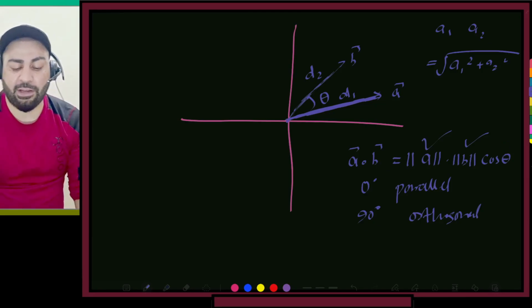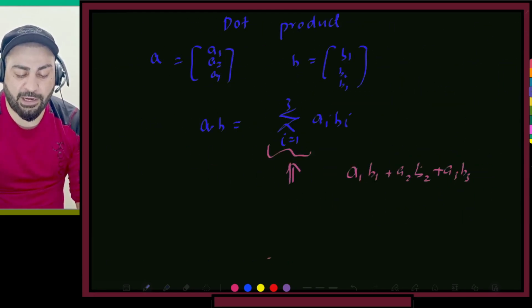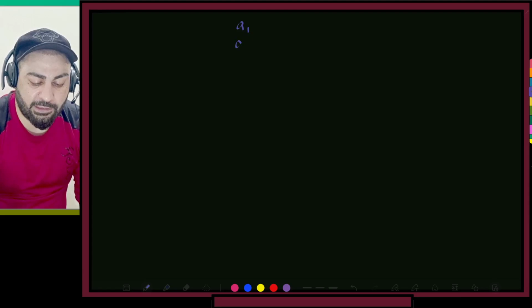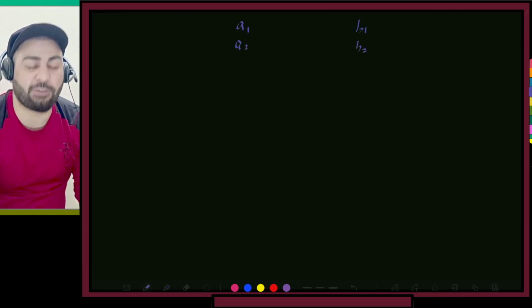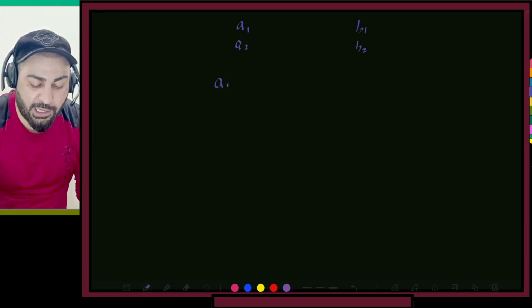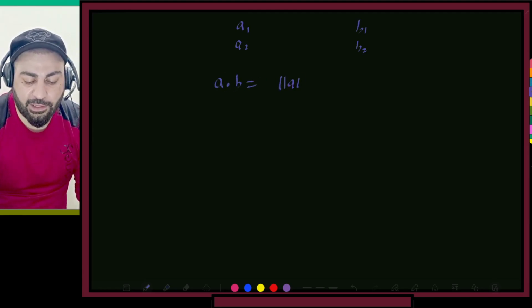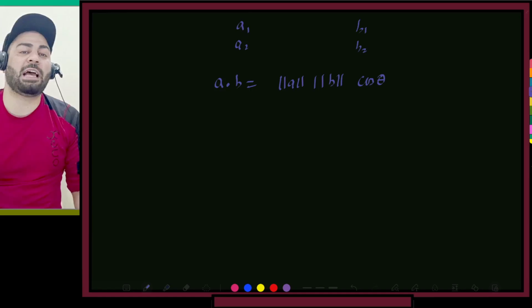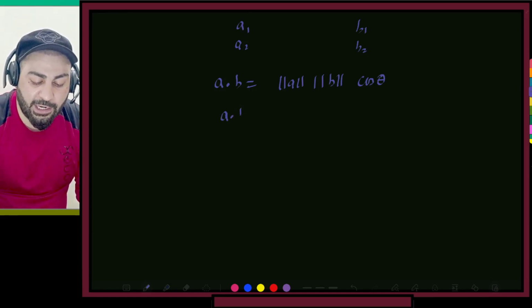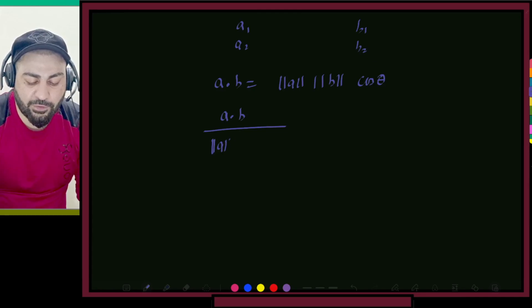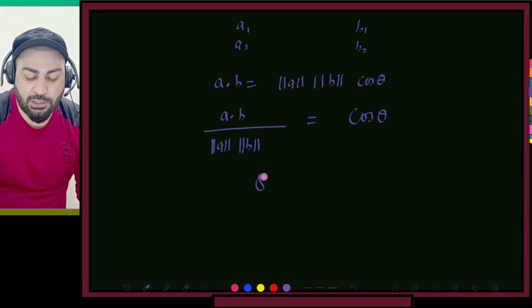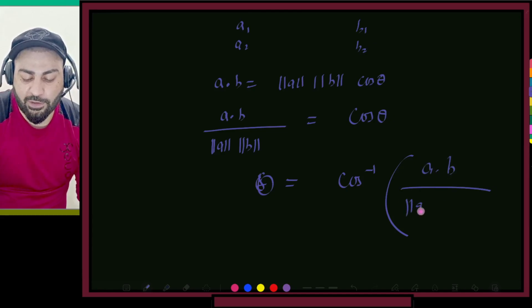Now if you know a1, a2 and, let's suppose, b1 and b2, these are two vectors, you can find the angle between them, because you know a dot b is equal to the magnitude of a times the magnitude of b times cos theta. To find the angle, you perform their dot product, divided by the magnitude of a multiplied by the magnitude of b. This is equal to cos theta, and theta is equal to cos inverse of a dot b divided by magnitude of a times magnitude of b.